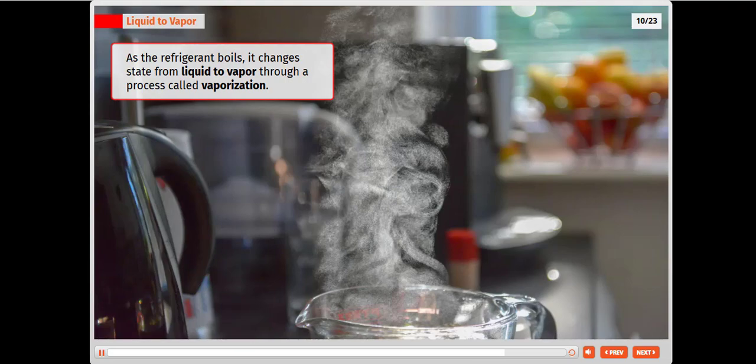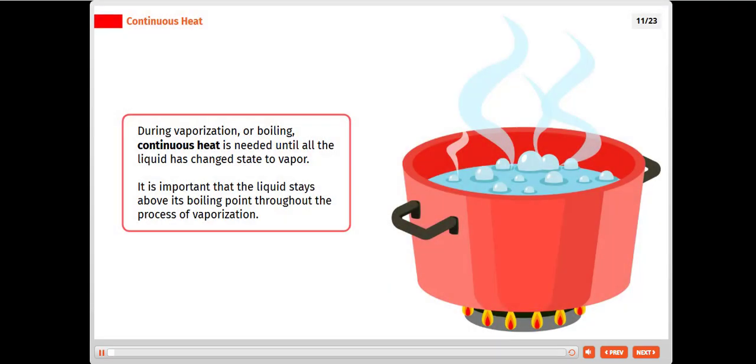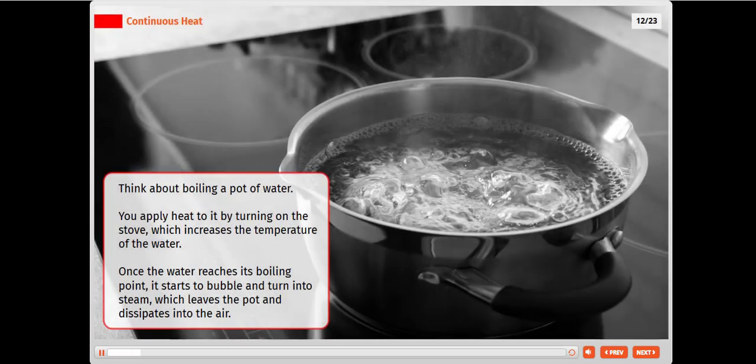During vaporization, or boiling, continuous heat is needed until all the liquid has changed state to vapor. It is important that the liquid stays above its boiling point throughout the process of vaporization. Think about boiling a pot of water. You apply heat to it by turning on the stove, which increases the temperature of the water. Once the water reaches its boiling point, it starts to bubble and turn into steam, which leaves the pot and dissipates into the air.